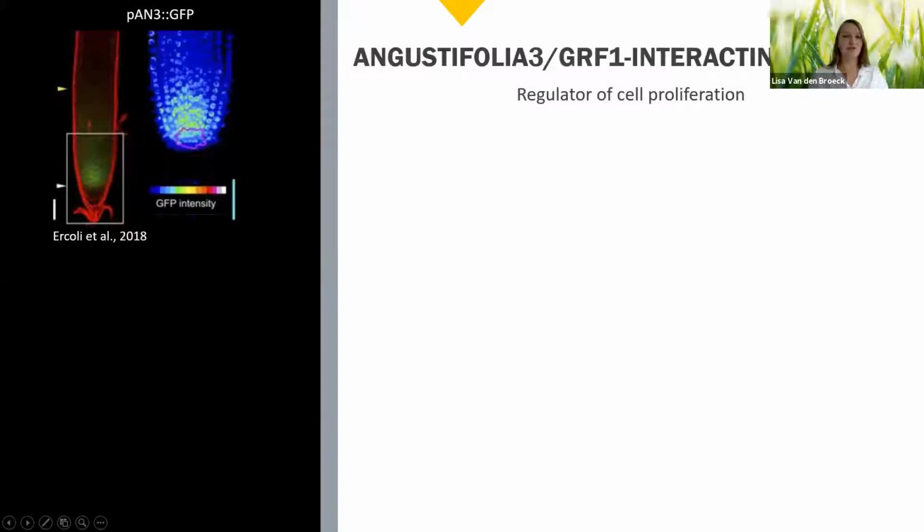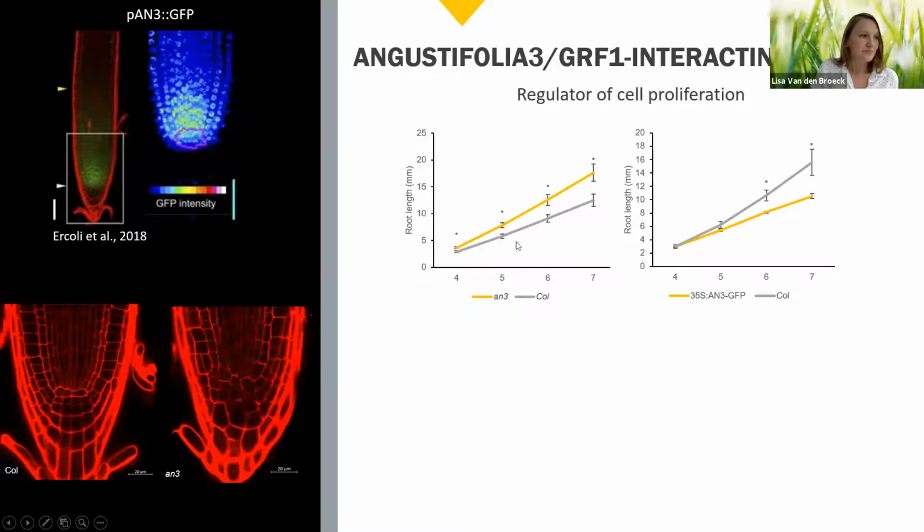So it was already previously shown that AN3 was expressed in the root stem cell niche. And that same paper also showed that a triple mutant, AN3 and its two closest homologs, displayed a disorganized QC and increased root length as a result of an increased root meristem size. So we confirmed the growth repressing role of AN3 in the roots with an AN3 mutant line, as well as an AN3 overexpression line.